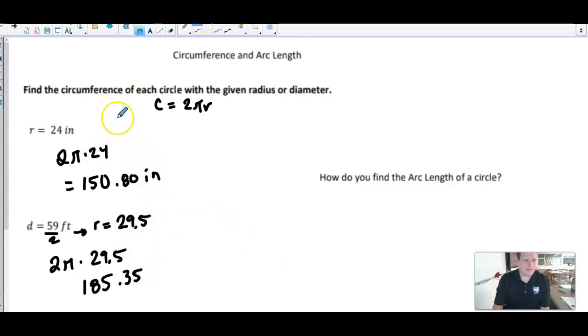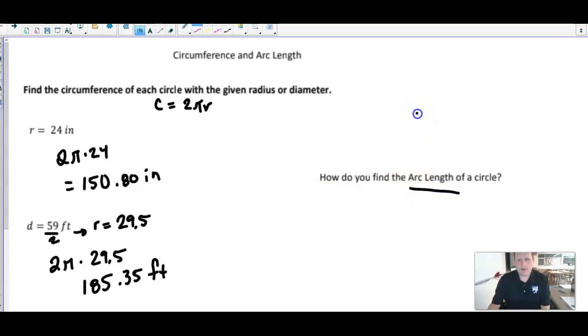Again, that's just the distance. It's like if you were to walk around the outside of that circle, that would be the distance around. So let's extend this to this idea of arc length.